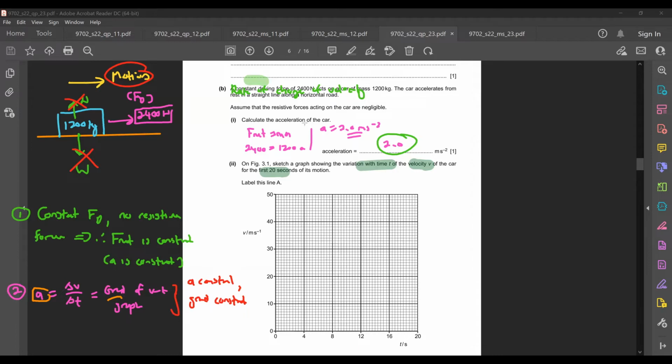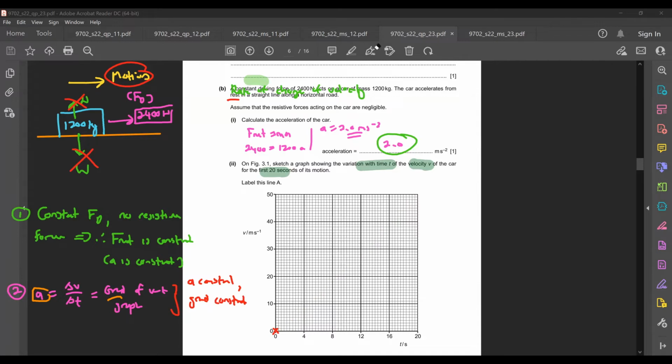So the question says that you started from rest. So therefore, you must start from the origin here. Now, the gradient that you draw must be in such a way that you're getting 2 meters per second square. If let's just say you draw it like this, one would actually not be correct, because if let's just say I try to find the gradient here, this one is actually 50 divided by 20, giving me 2.5 meters per second. This is actually not correct. So how do I know which point should I use? So the easy way would be to do something like this, no?